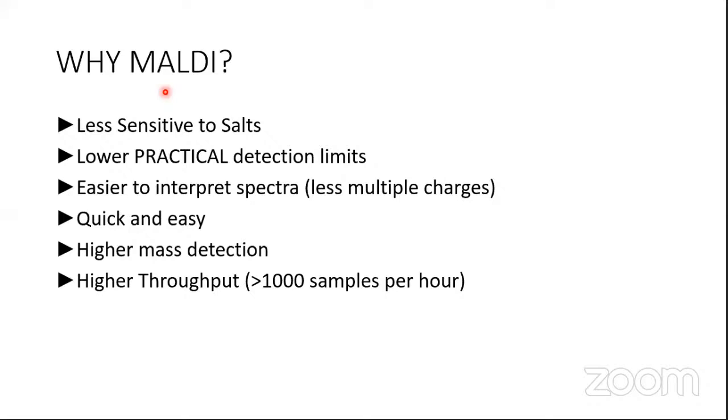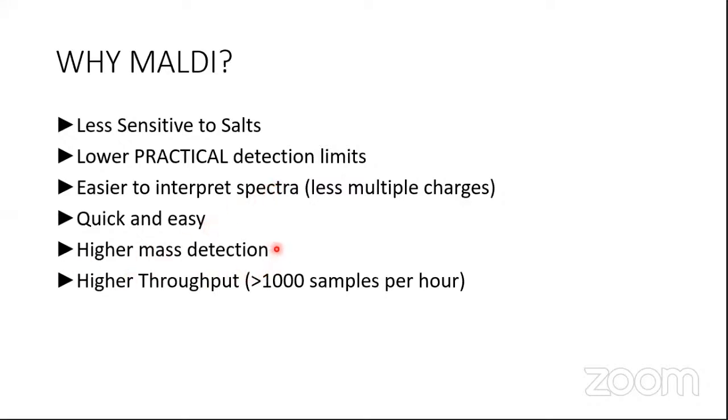So why MALDI? Because when you have proteins in a biological matrix, you have a lot of salts accompanying them, and the salts do not affect the MALDI experiments. It has lower practical detection limits, so it can go very easily to picomole measurement of a protein in a given sample. It has easier to interpret spectra; you get direct molecular weight information of a protein. It is very quick and easy.